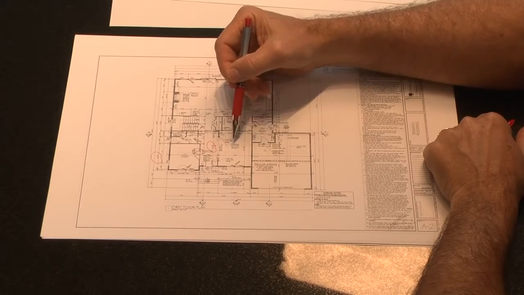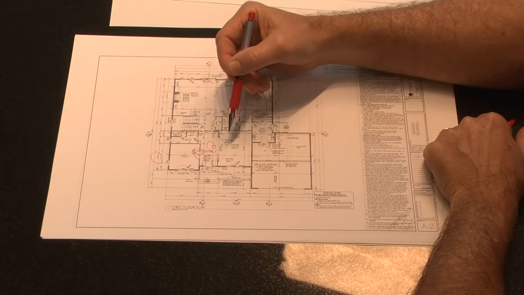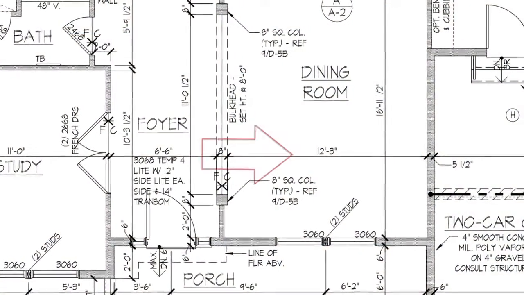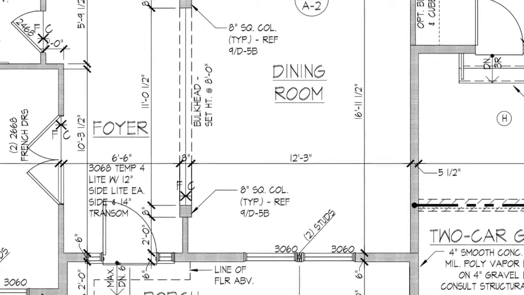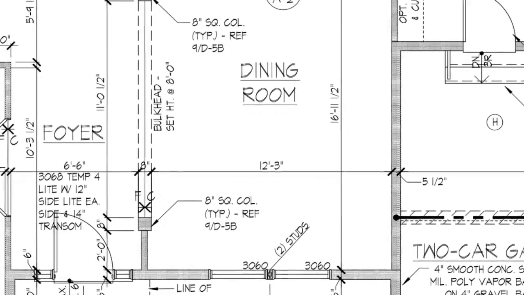One other thing to consider when you're looking at room dimensions is these are rough dimensions. So for instance, if I were to look at this dining room and say it says here 12 feet 3 inches, well, there's a 1/2 inch drywall on each side. So really the room dimension in its finished condition would be 12 feet 2 inches.